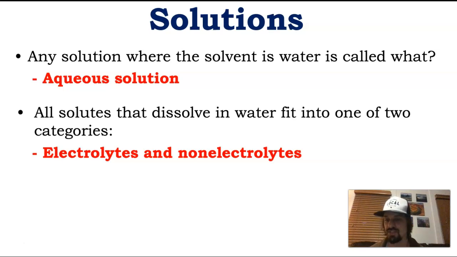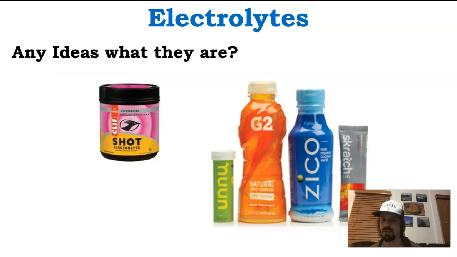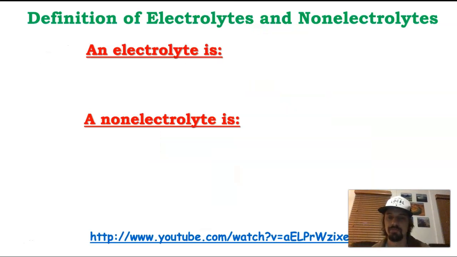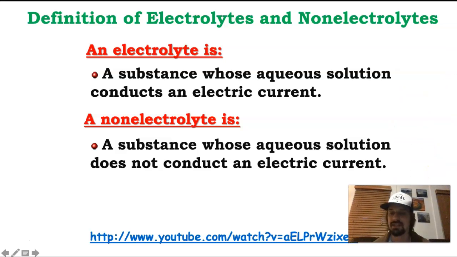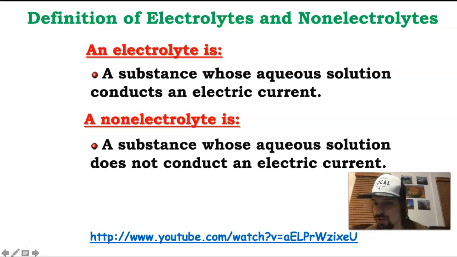Because if it's an aqueous solution, it can be an electrolyte or a non-electrolyte. But what is an electrolyte? So why are they good for you? Why in sports drinks do they always advertise, this drink has lots of electrolytes? Well, an electrolyte is something that can conduct an electric current. This does not mean by drinking it you're going to electrocute yourself or you're putting yourself in danger. This just means that it can carry a charge.